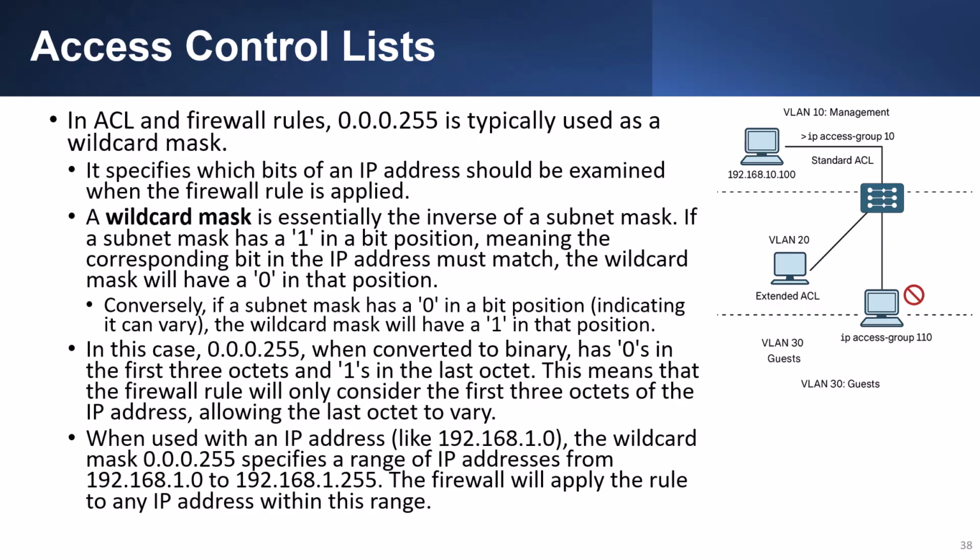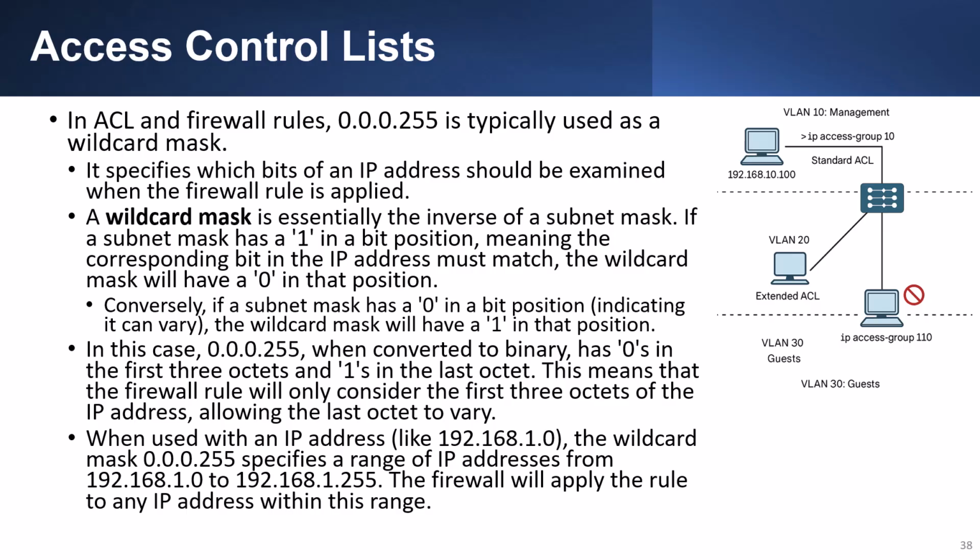In ACL and firewall rules, 0.0.0.255 is typically used as a wildcard mask. It specifies which bits of an IP address should be examined when the rule is applied. A wildcard mask is essentially the inverse of a subnet mask. Where the subnet mask has a 1 in a bit position, meaning the corresponding bit in the IP address must match, the wildcard mask will have a 0 in that position. Conversely, if a subnet mask has a 0 in a bit position, indicating it can vary, the wildcard mask will have a 1 in that position.